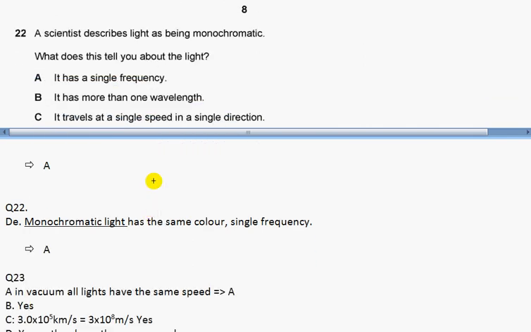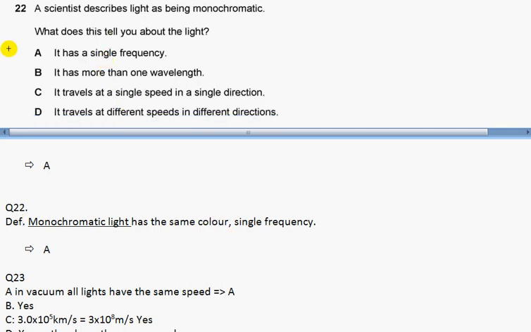Next question, 22. A scientist described light as being monochromatic. What does this tell you about the light? So by definition, the monochromatic light has the same color, single frequency. So we have here single frequency, yes. More than one length, no. Travel single speed in a single direction, that's stupid. It travels at different speed in different directions, that's very strange.